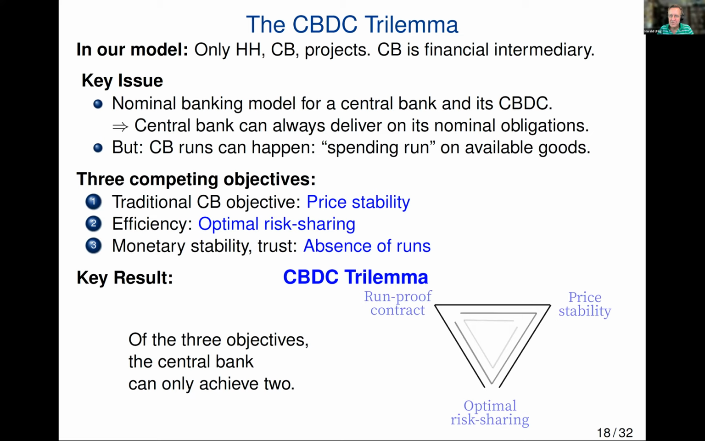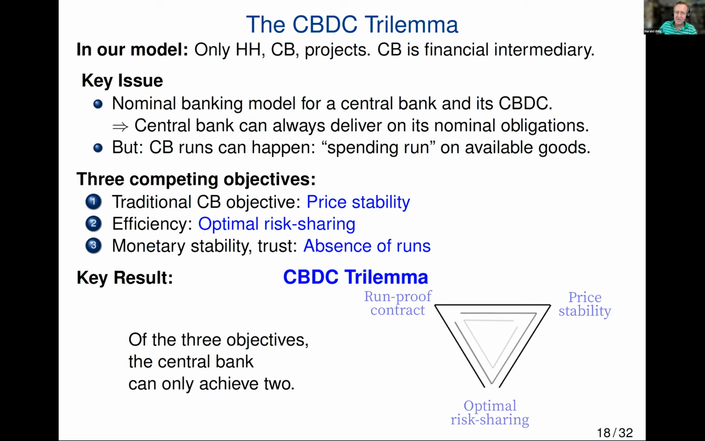Well, there are still versions of this financial fragility in Diamond-Dybvig that maybe you can get around, but it's still at the heart of the whole matter. It hasn't disappeared. And if runs happen, there are spending runs on available goods. That means you have to really worry about which objectives you can accomplish. There's the traditional central bank objective of maintaining price stability. There are decades of literature on that, so we're not reinventing the wheel.